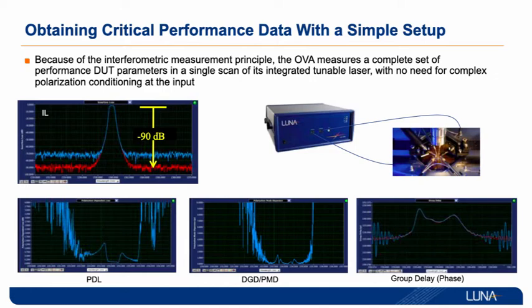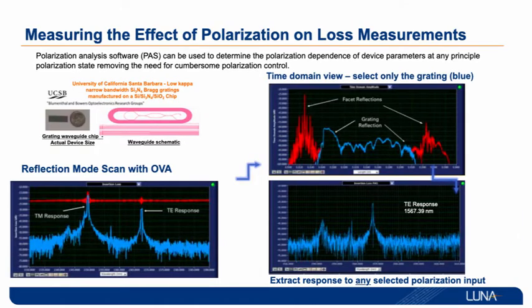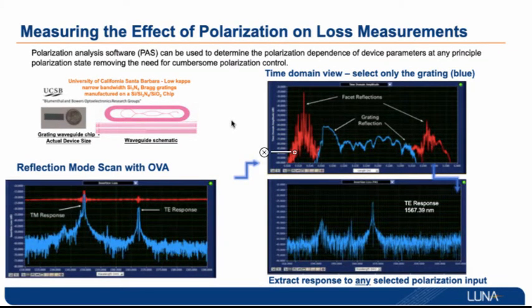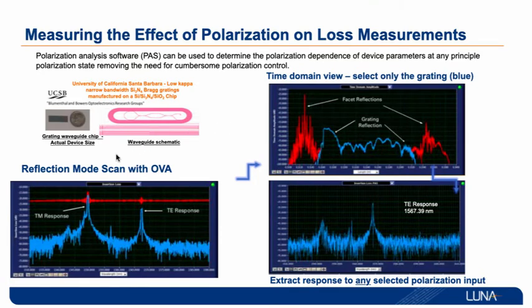The next example, I'm just showing characterization again from a device from our friends at UCSB. This is a grating device built into a straight waveguide. And this is a reflection mode scan with the OVA. What I'd like to show here is to highlight that point that you don't necessarily always need to control the polarization into the device. First thing with this device is if you look at the lower left, you see a red line, and it's a broadband reflection at about 20 dB.